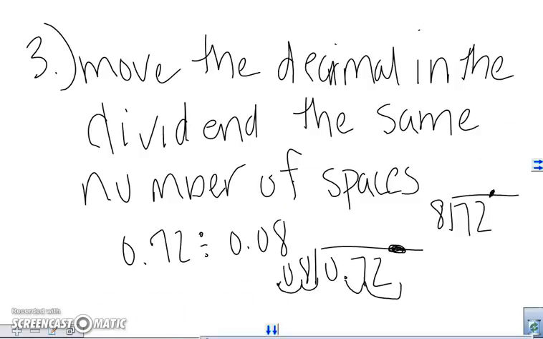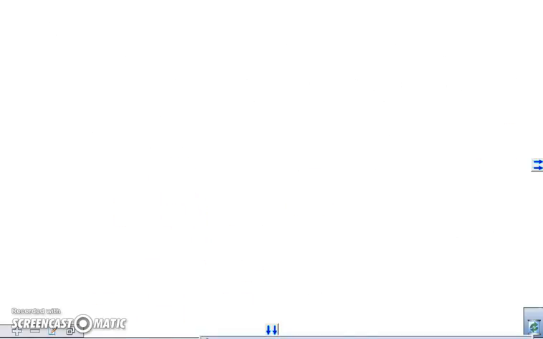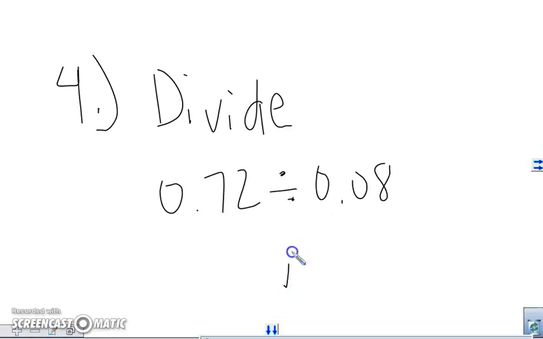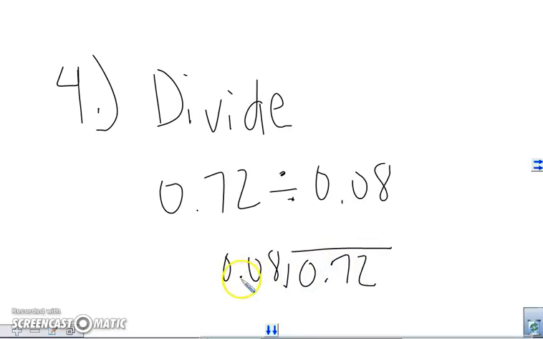Step number 4 is simply to actually do our division. So we're going to divide in step number 4, okay? When we actually do, for example, this problem where we have 72 hundredths divided by 8 hundredths, we set this up in our division box. We had 8 hundredths on the outside and 72 hundredths on the inside. So we moved our decimal 2 times on the outside, moved it 2 times on the inside, and brought it up.